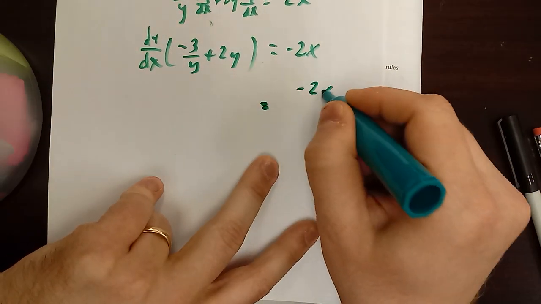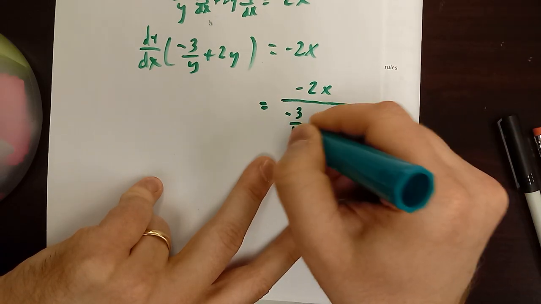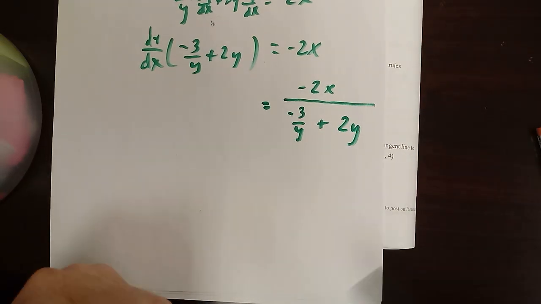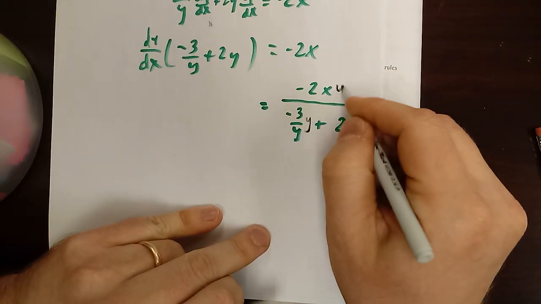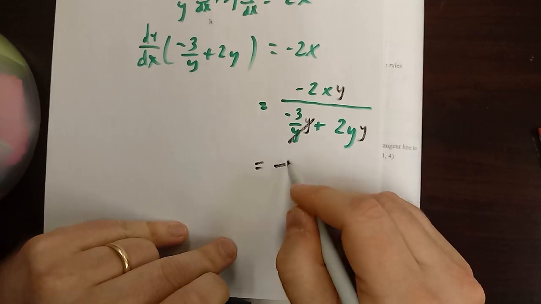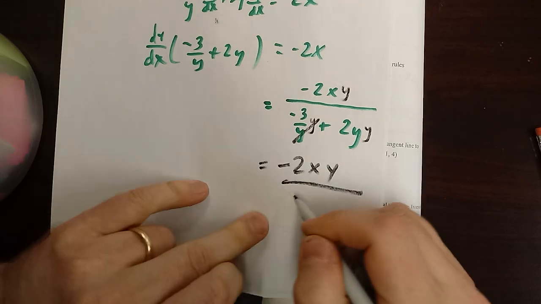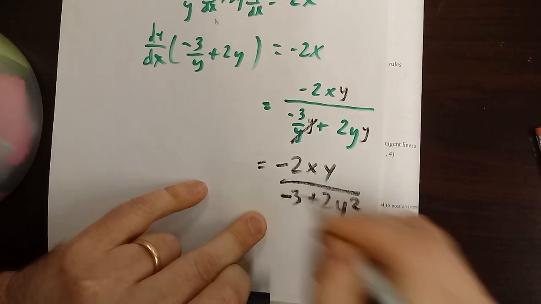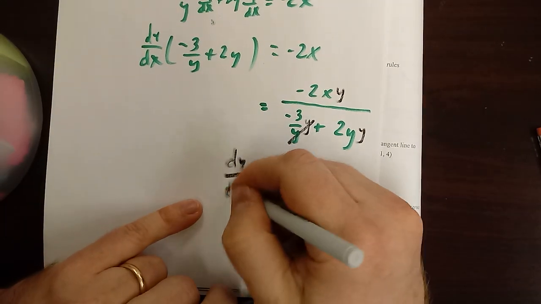So now we've got negative 2x over negative 3 over y plus 2y. And that's nasty, but remember, we can go through and multiply all of them by this common denominator. Cancel it out, and we'll get negative 2xy over negative 3 plus 2y squared. Ew. All right, so that's my dy/dx.